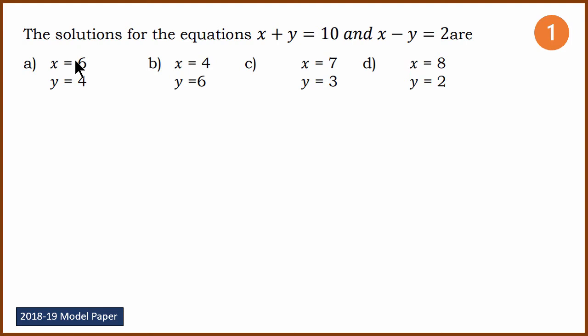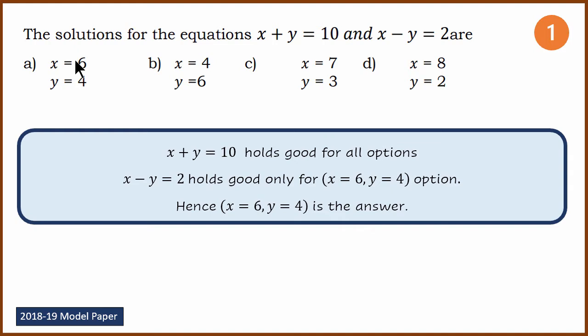In other words, instead of actually solving using the elimination or substitution method, we just take the answers that are given and find out which one satisfies the condition. So this is what we did. We found that x plus y equals 10 holds good for all the options. X minus y equals 2 holds good for only one option, and that option is our answer. A is the choice that we have to select.